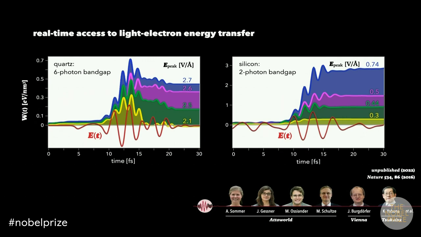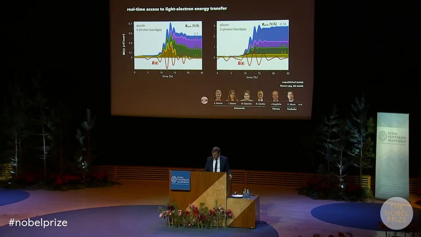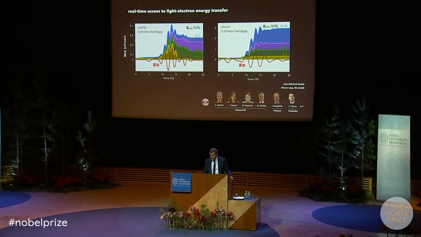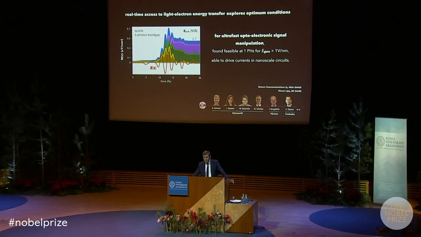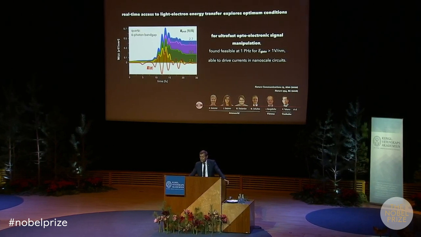And this is a very important regime because such a reversible process is really ideal for dissipation-free ultra-fast signal processing. This regime is completely missing in the 2-photon band gap medium, where reactive and dissipative nonlinearities always appear in combination. These studies actually showcase how real-time access to the light electron energy transfer explores optimum conditions for ultra-fast optoelectronic signal manipulation. We have now seen how light field sampling and the oscillating light as a probe may help advance electronics.